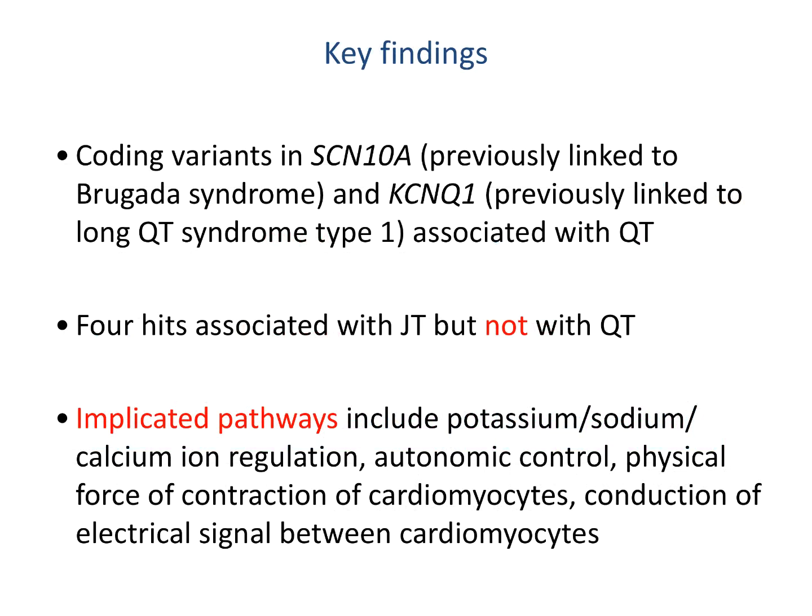There were several key findings in this study. First, the exome chip analysis identified coding variants in 2 notable genes as being linked to the QT interval, SCN10A and KCNQ1. Both have previously been linked to cardiac repolarization, SCN10A to Brugada syndrome by GWAS. KCNQ1 is the well-established causal gene for long QT syndrome type 1. Second, the study found 4 hits associated only with the JT interval.